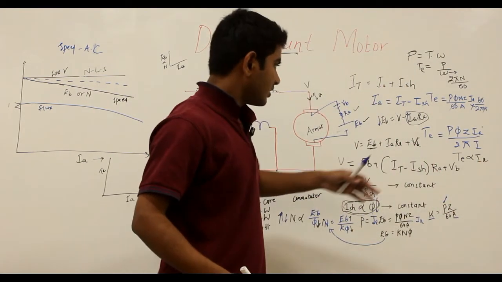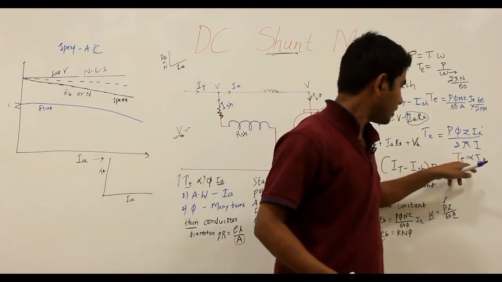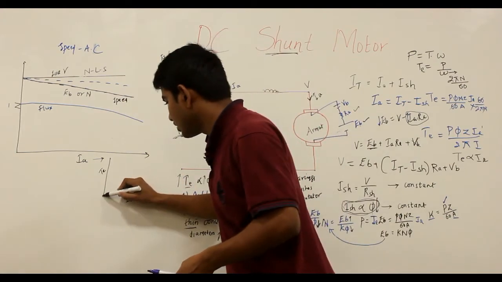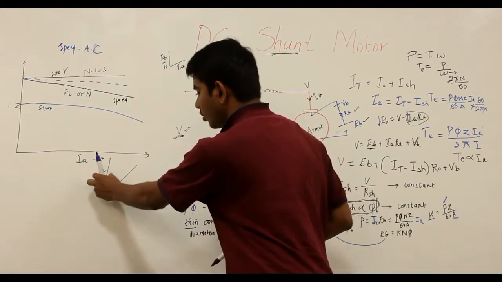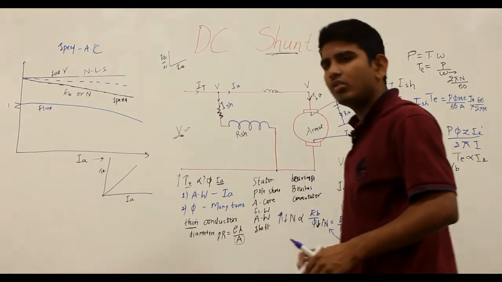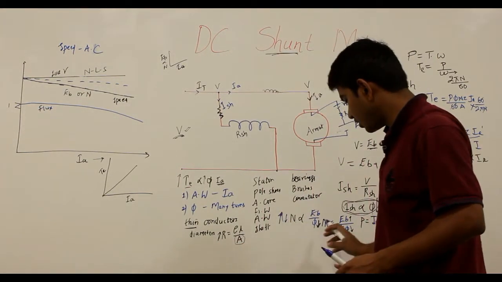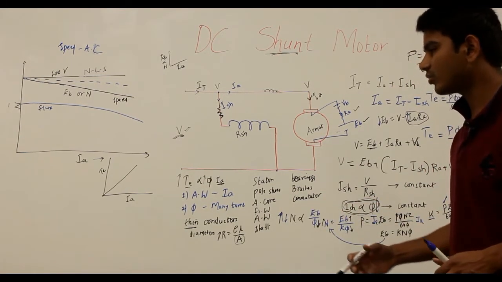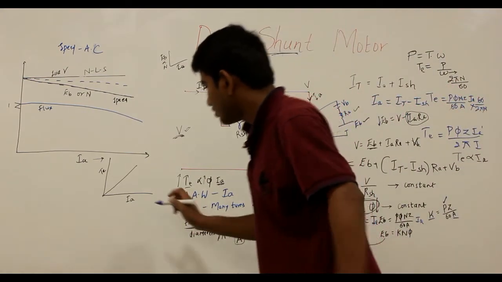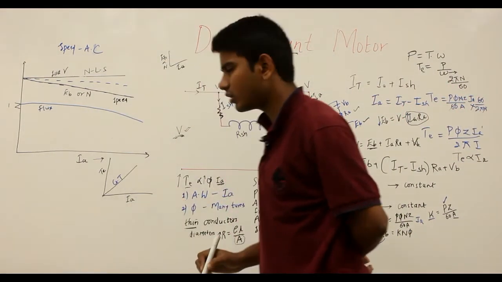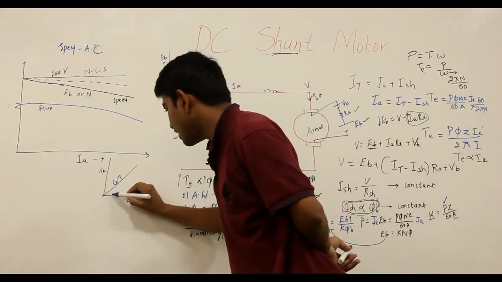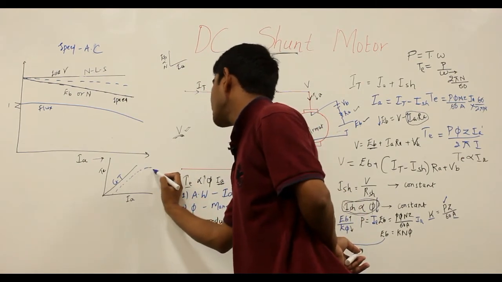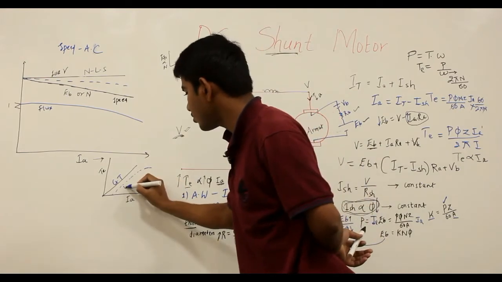Since the flux remains constant and the torque is proportional to the armature current, the characteristics will be linear. In this fashion you will get the torque versus armature current characteristics. But as the load increases, due to armature reaction there will again be weakening of the field flux, so there will be slightly drooping characteristics. If I say this is your gross torque, due to iron and friction losses there will be a slightly lower value of the useful torque, and this will be drooping because of the armature reaction. So this is your useful torque.